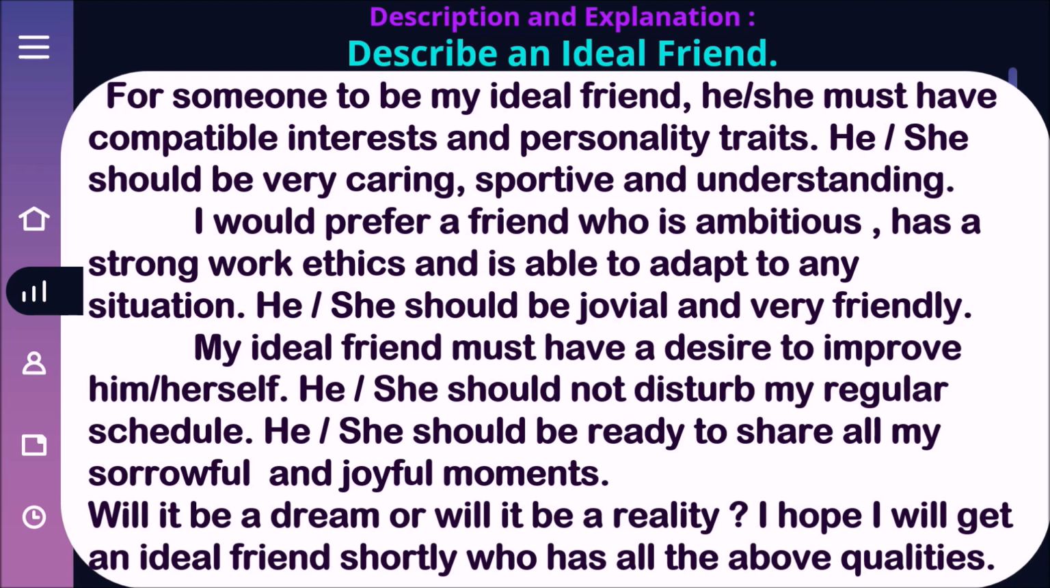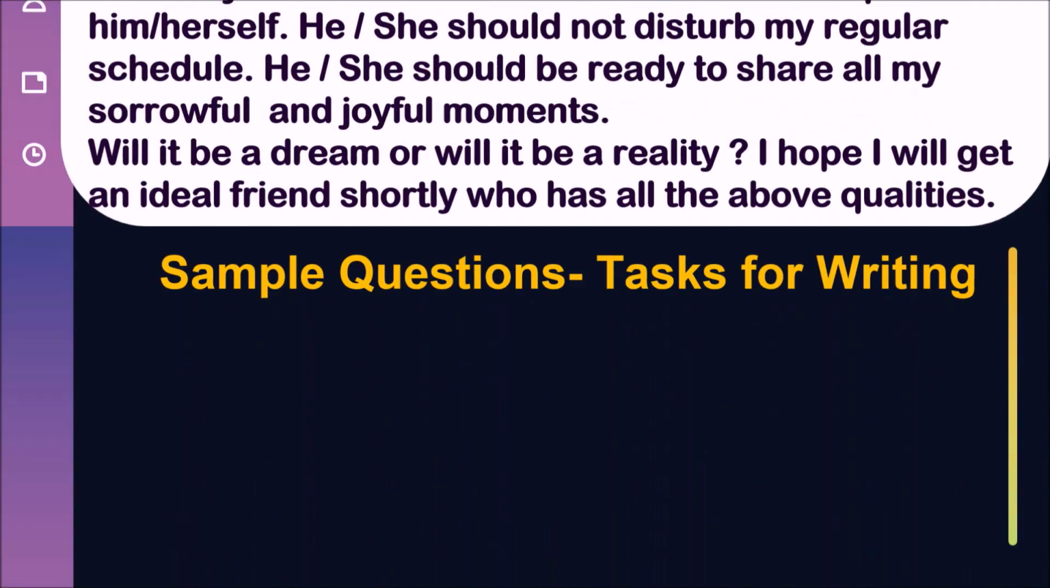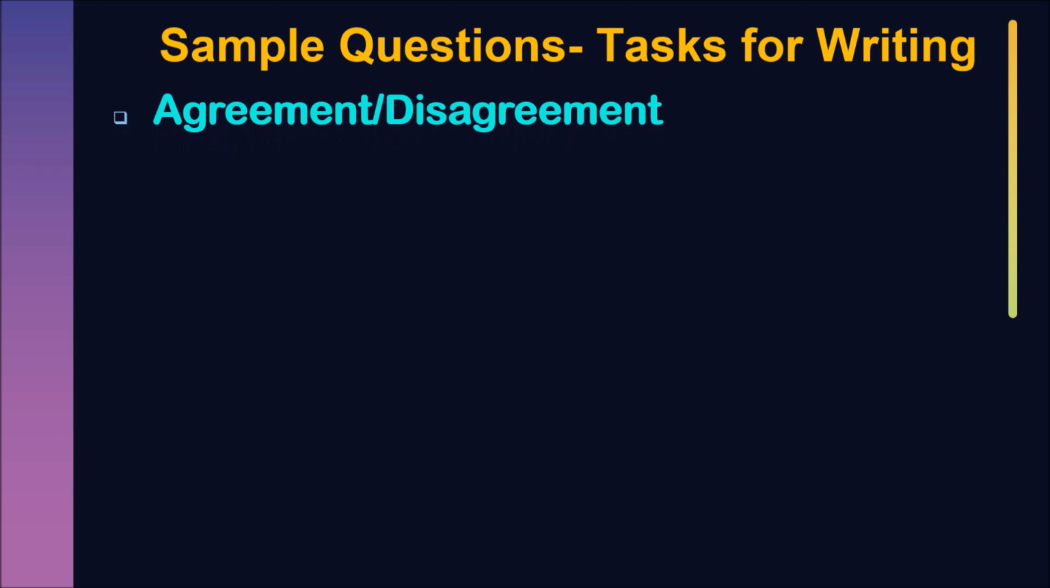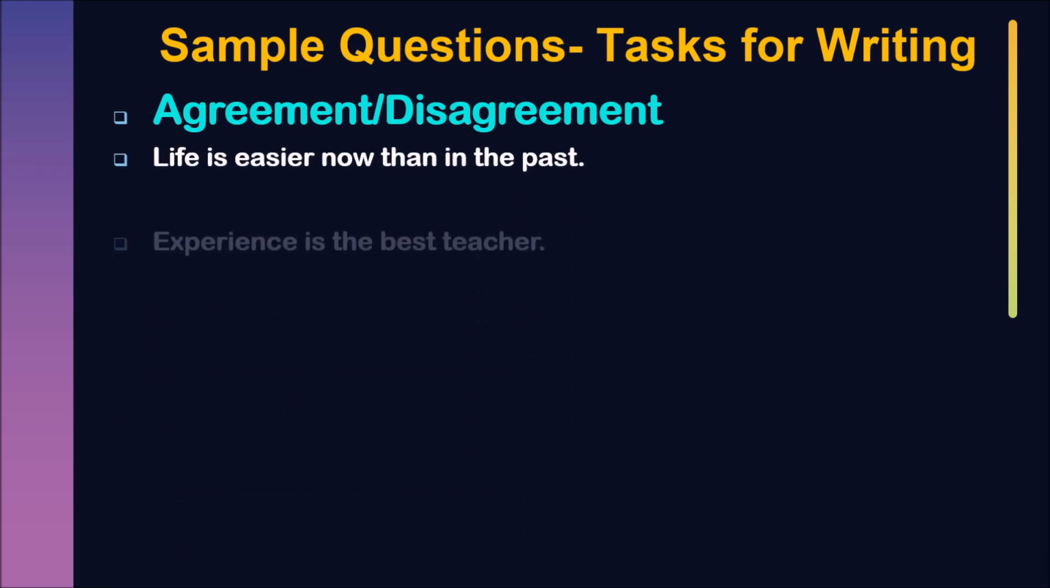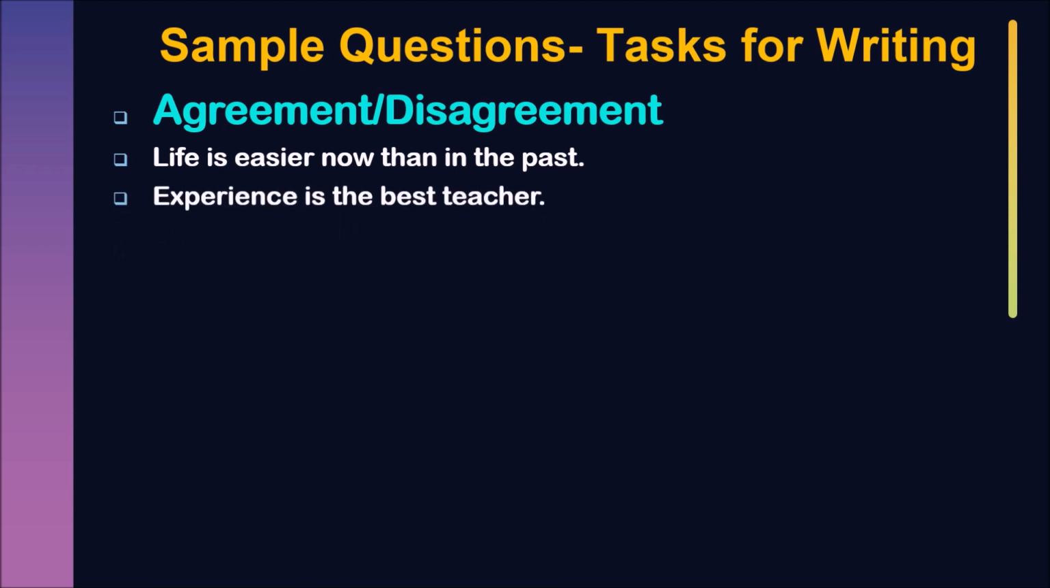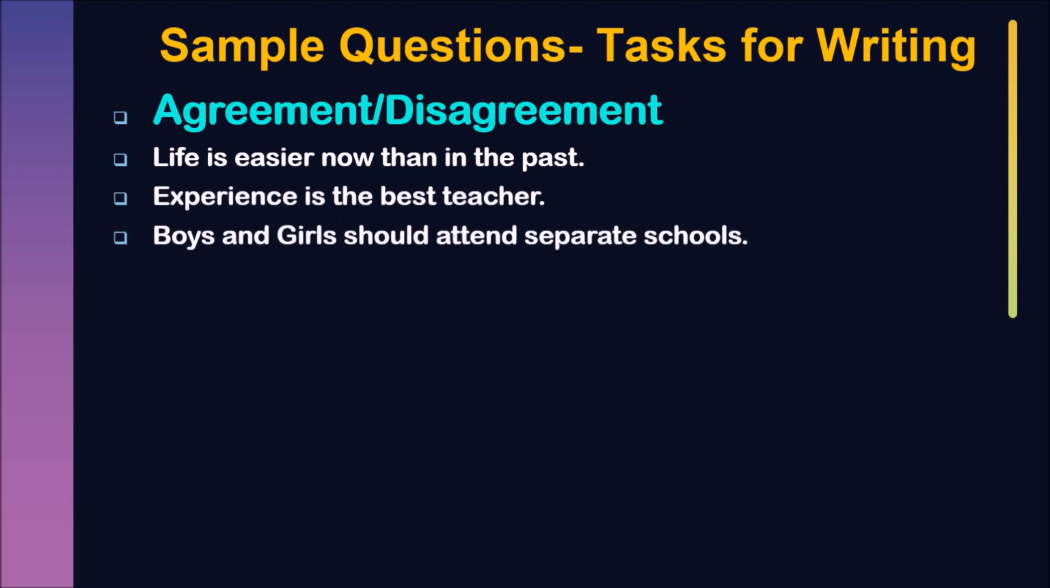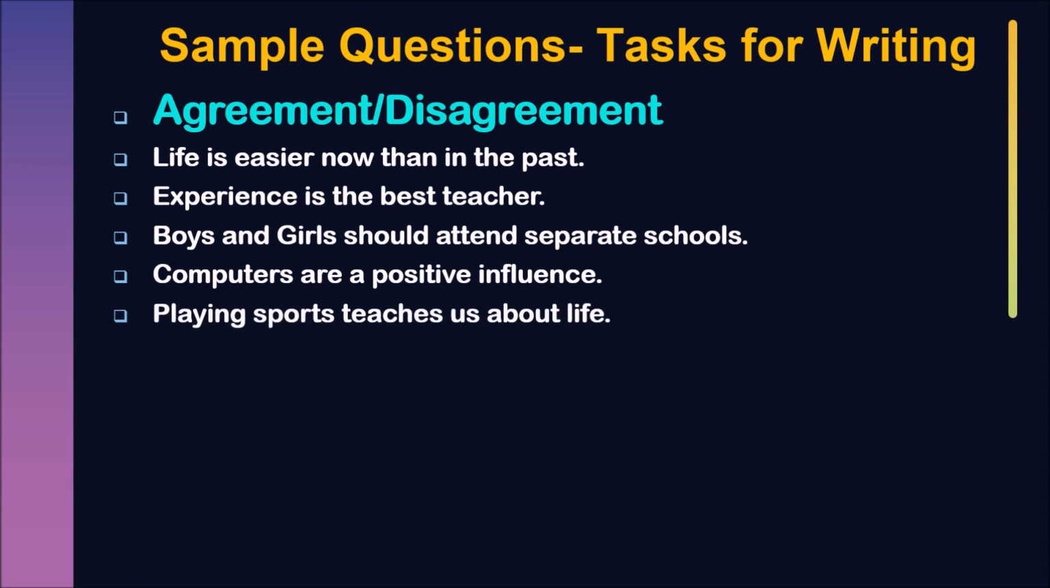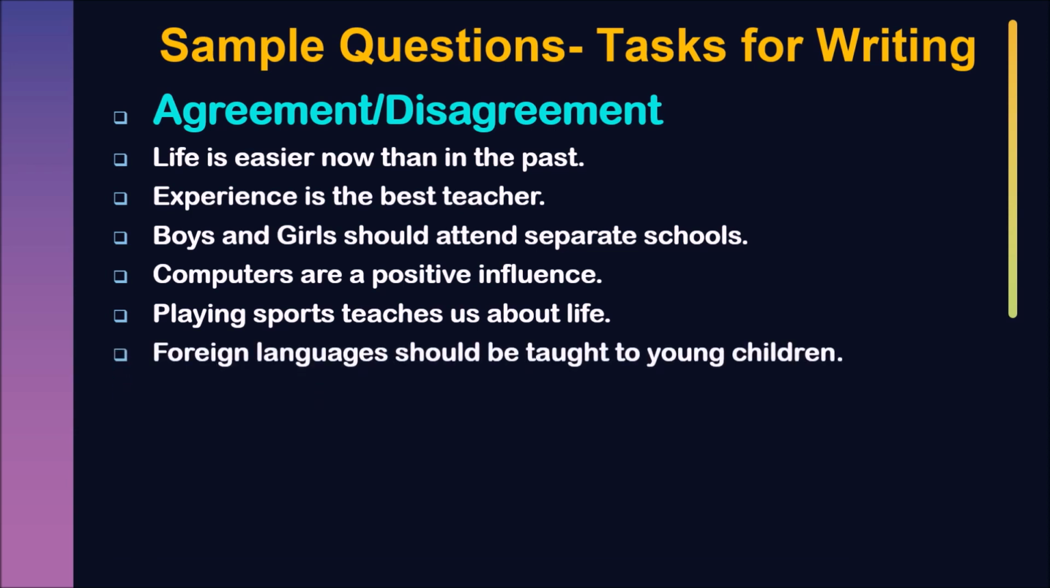Now let's check another task. Here we will look at various examples related to agreement and disagreement. Life is easier now than in the past. Experience is the best teacher. Boys and girls should attend separate schools. Computers are a positive influence. Playing sports teaches us about life. Foreign languages should be taught to young children.